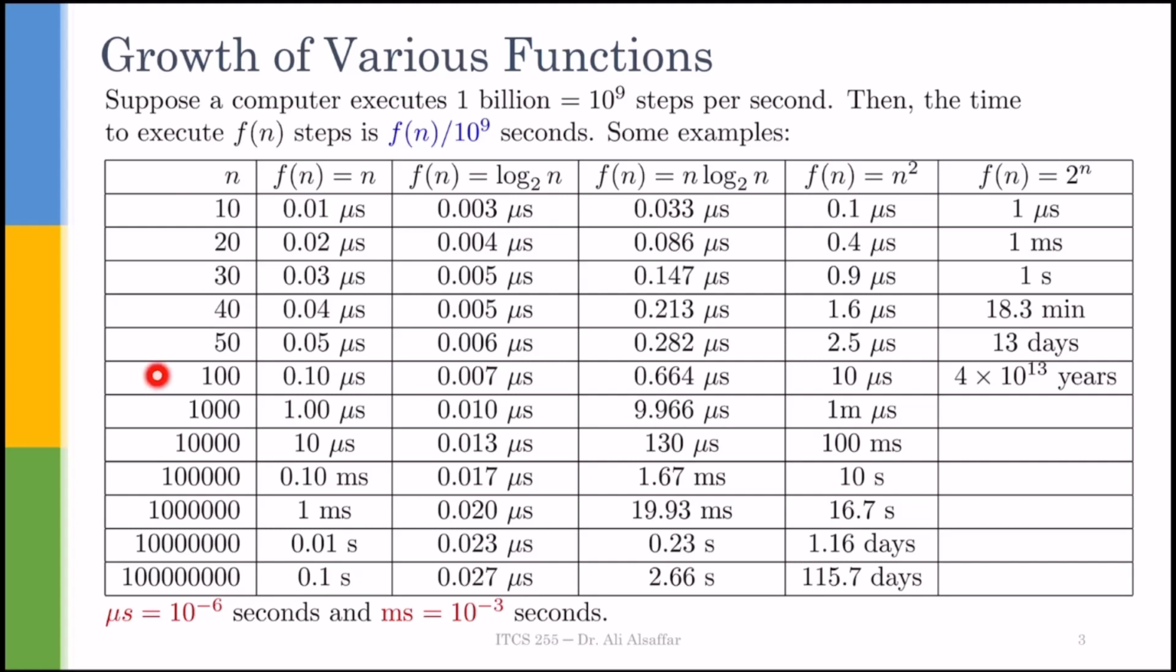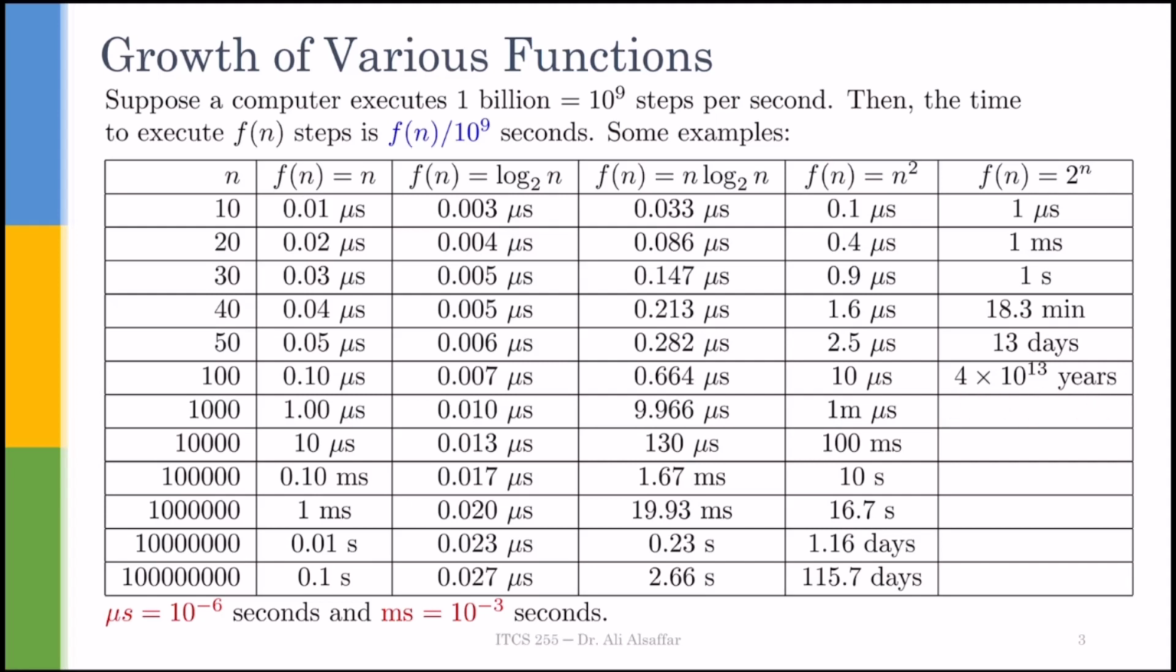Now let's go for 100. For 100, all of these algorithms give the running time in microseconds, even less than 1, except maybe the quadratic, 10 microseconds. But notice that for the exponential function, the running time is 4 times 10 raised to power 13 years. In practice, we can say that the program will never terminate because no one can live this number of years.